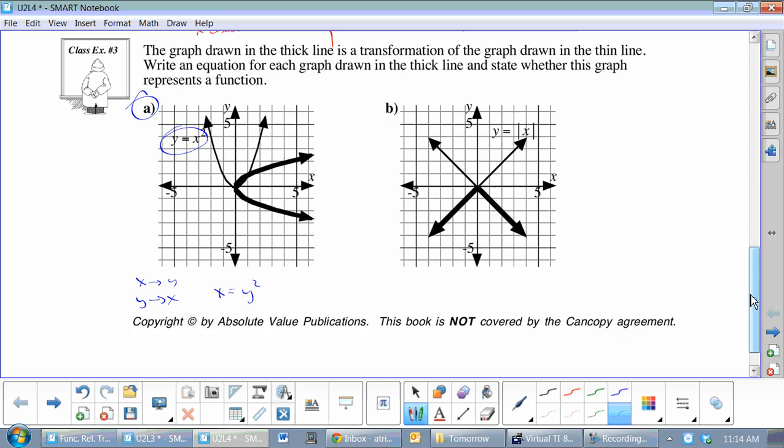Now, I have to take the square root of both sides, correct? Because I'm taking the square root, put plus or minus. So plus or minus square root x equals y. Is that a function? Not a function.